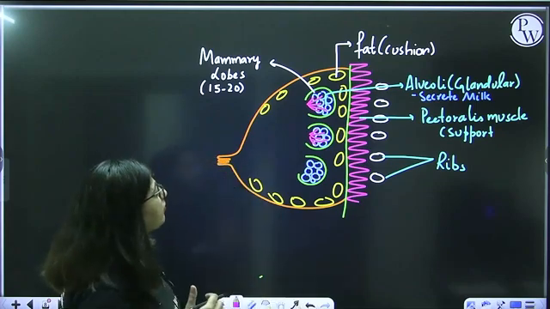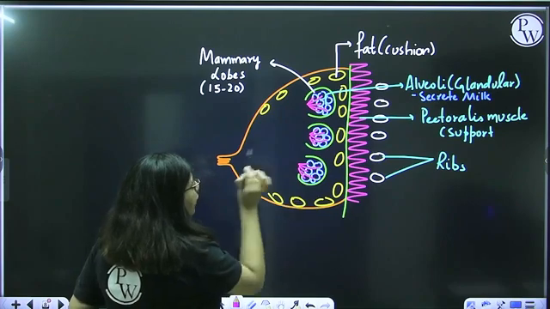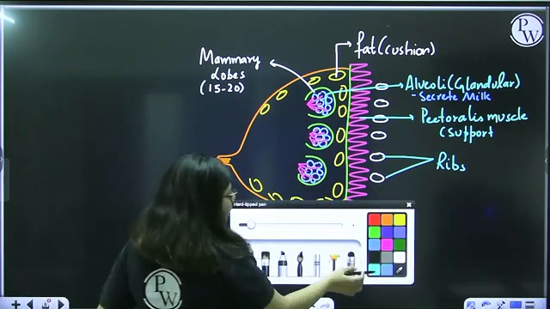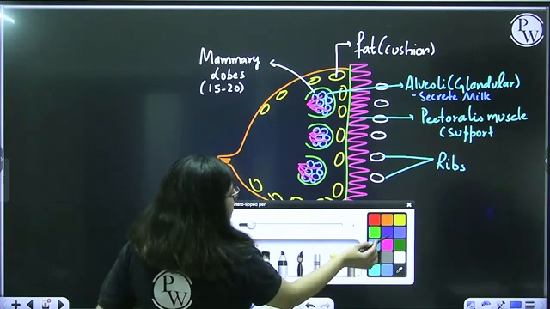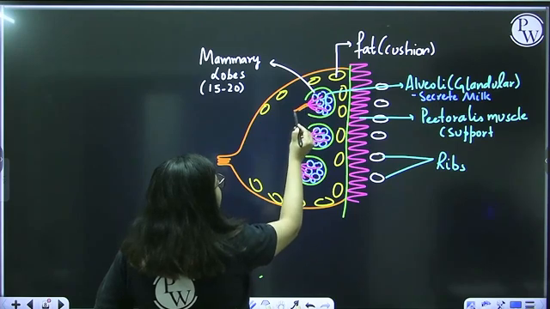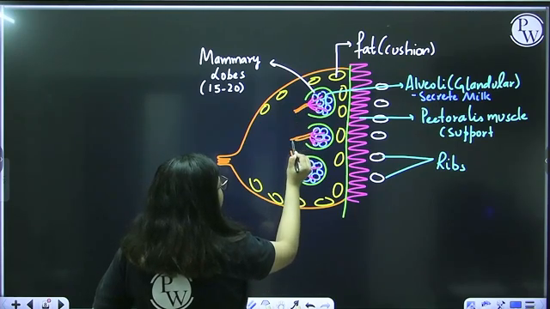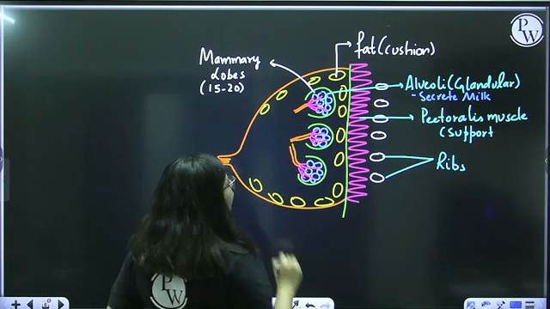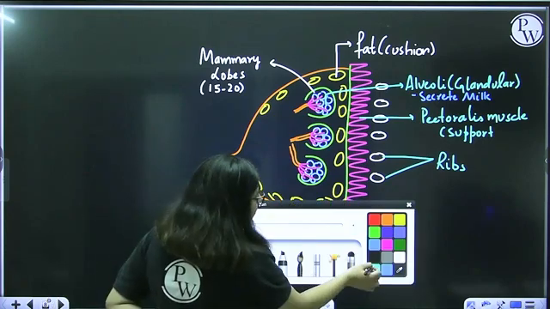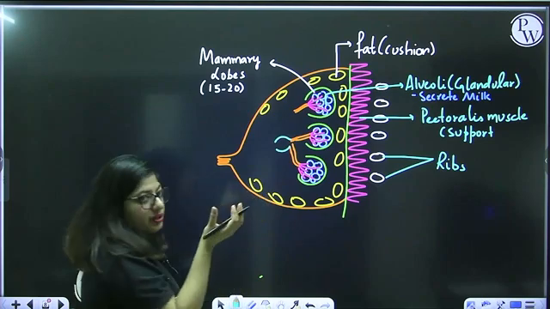So the duct starts from here. Each alveoli gives rise to mammary tubules. Now mammary tubules from all the alveoli form a single duct known as mammary duct. So this is the mammary duct. Now mammary ducts from different lobes or alveoli will open together into a swollen structure.